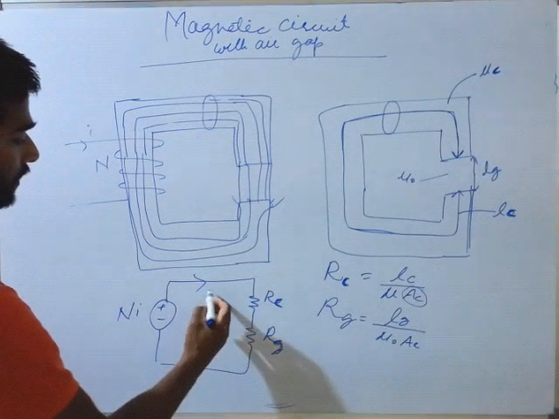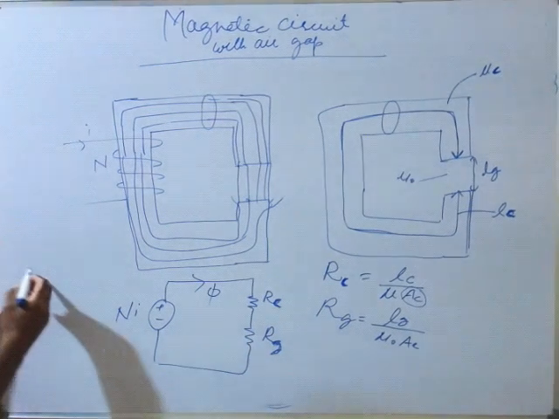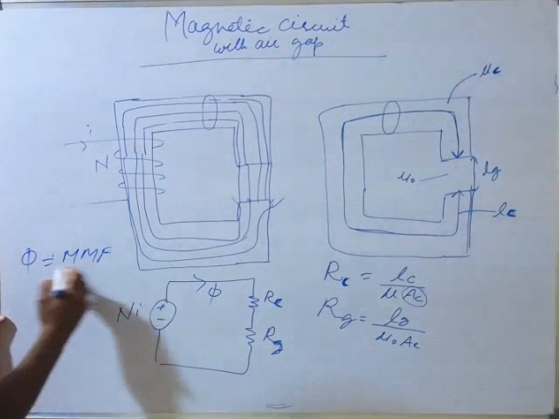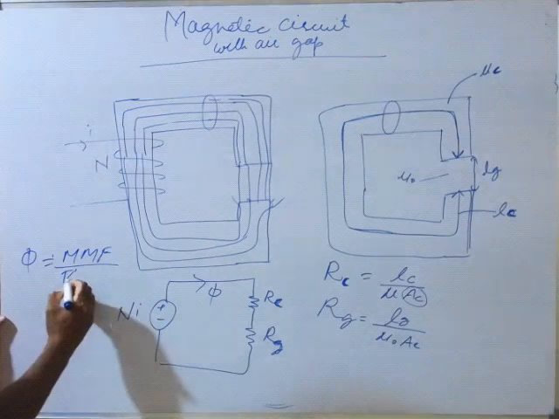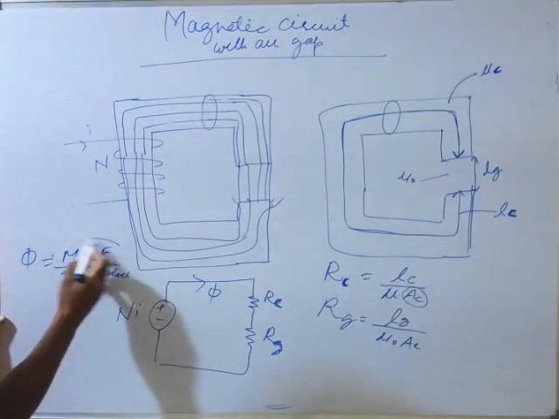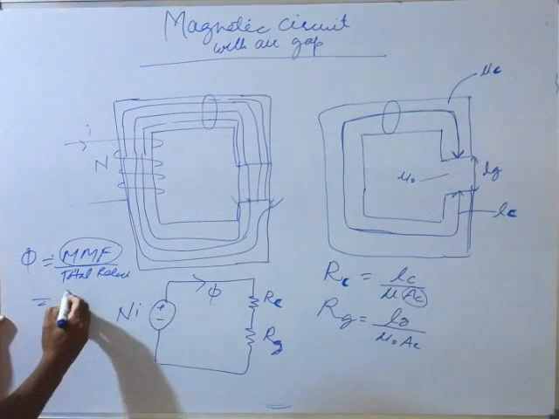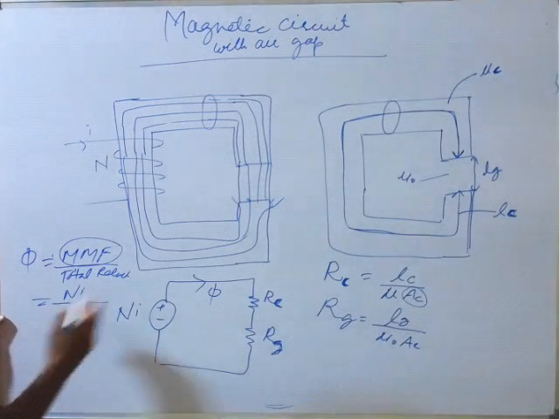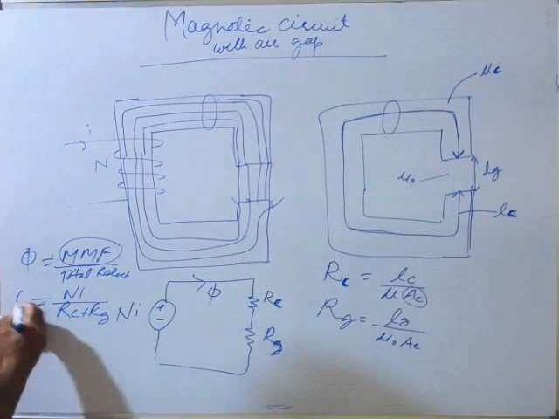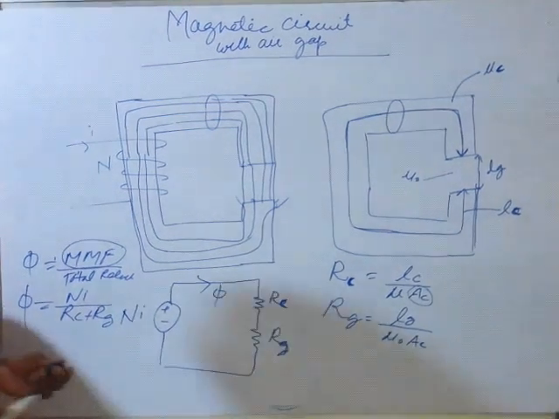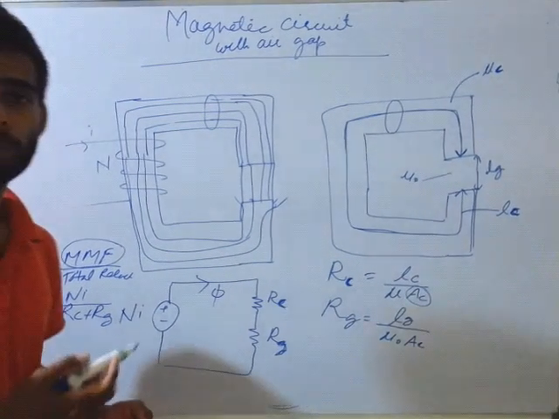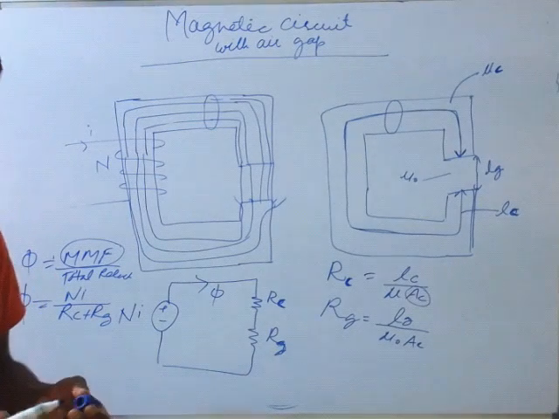Now what is flux? Flux is nothing but MMF divided by total reluctance. Total MMF is N into I divided by what? Rc plus Rg. This is the flux. So in the next lecture we will be solving some numerical problems based on this. Thank you.